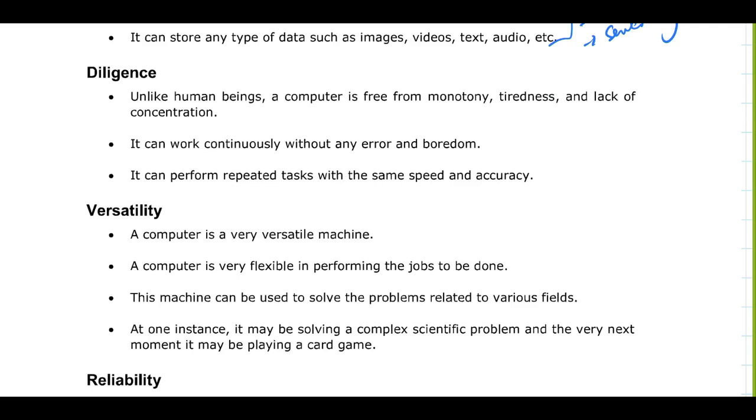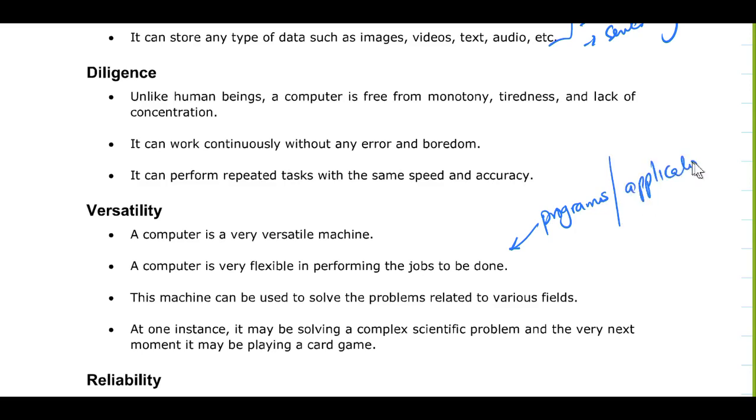It can continue doing the same monotonous task without boredom and without error. We also say that computers are very versatile machines in that they are very flexible in performing different jobs. They can be used to solve different tasks as long as you have fed them with the appropriate programs, what we also call applications, which we are going to be learning at a later stage.